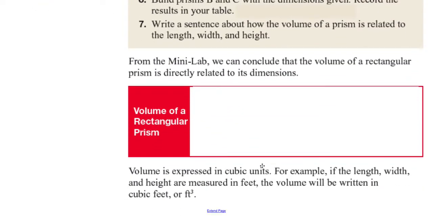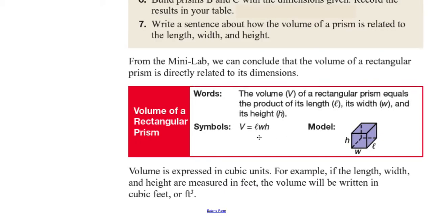So, let's cut that short. From the mini lab, we're able to find out that the volume of a rectangular prism is equal to length times width times height. Again, going back to the general formula for volume, which is capital B times height. In this case, since it's a rectangle, capital B represents length times width, and we simply bring down the height, and that's how you get the volume of a rectangular prism.